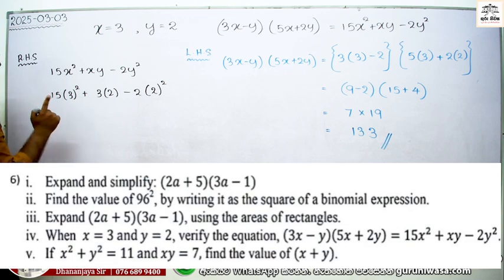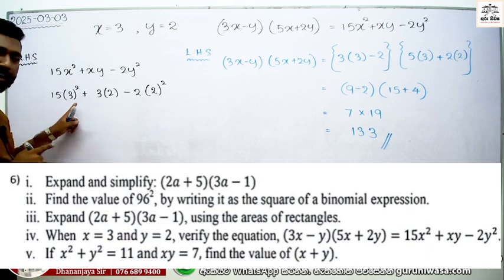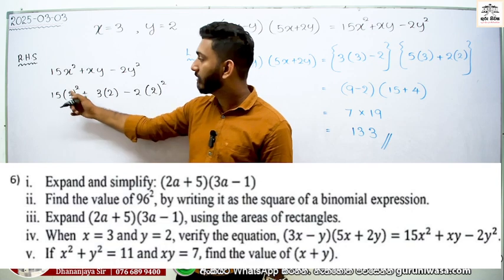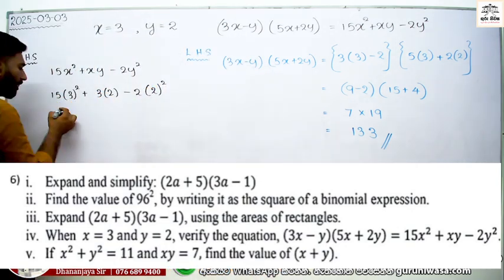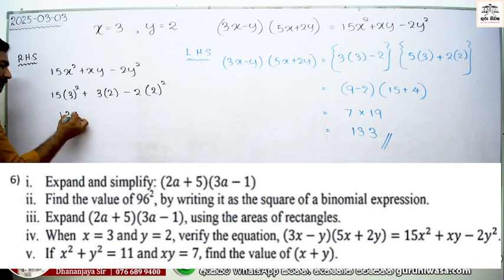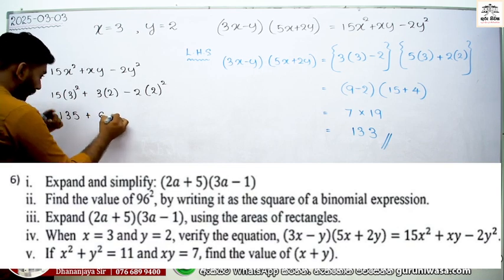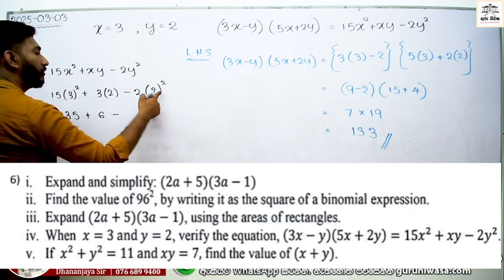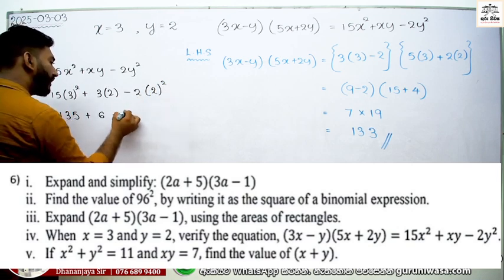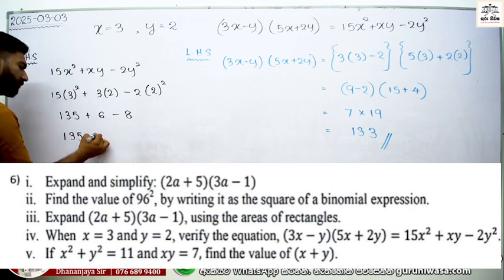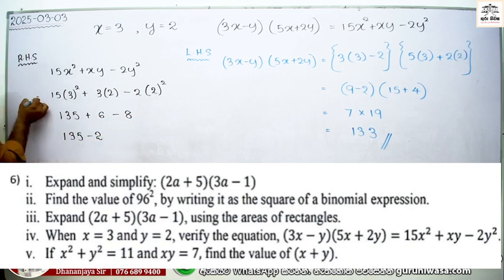Firstly, we have to do the index. 3 to the power of 2 is 9. 9 times 15, that is 135. Plus 3 times 2 is 6. Minus 2 to the power of 2 is 4, and 4 times 2 is 8. Then the answer becomes 135 plus 6 and minus 8, which is 133.